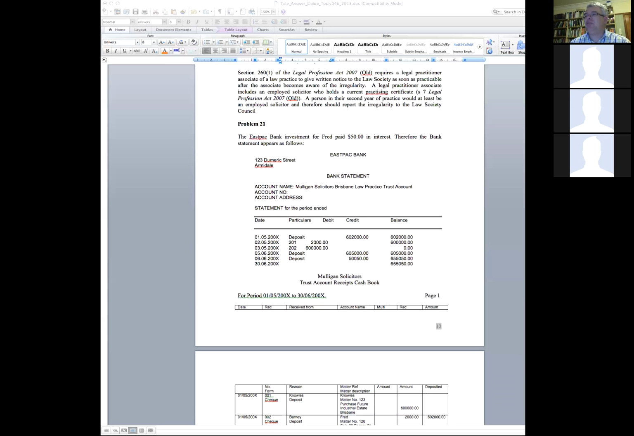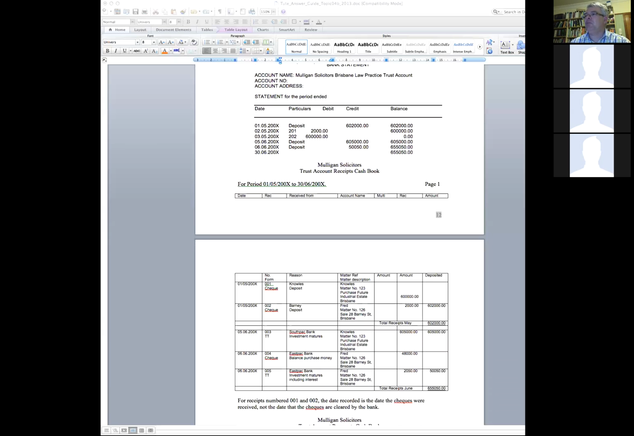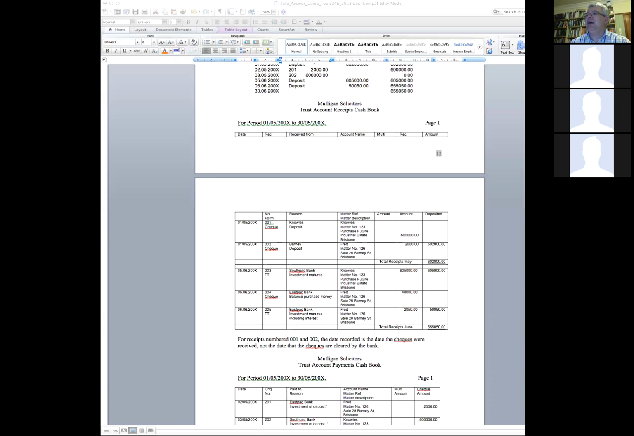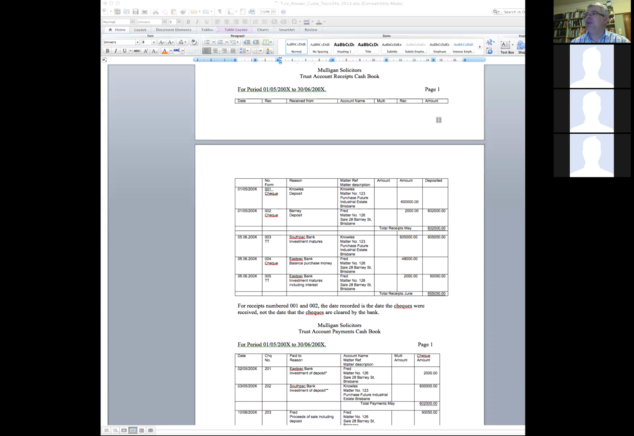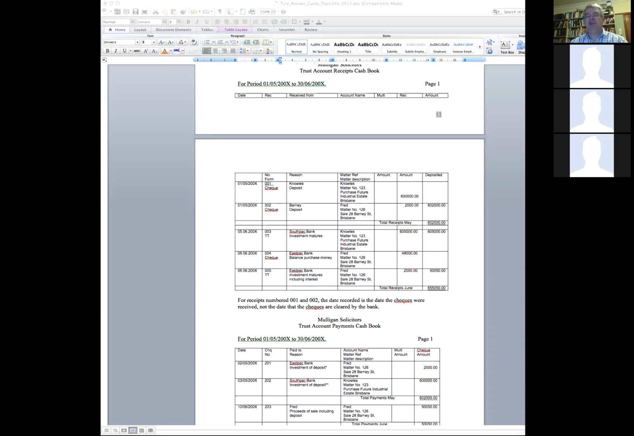So we've got the bank statement, and then you can see in the solution I've given you the actual trust account cash receipts book and the cash payments book. So what we'll do is we'll go through some of these transactions, not all of them, so that you make sure you're comfortable with the process. So we'll just start off on the 1st to the 5th. We've got a transaction. It's a purchase. Knowles is purchasing something from Mudrake Proprietary Limited, some industrial estate property.